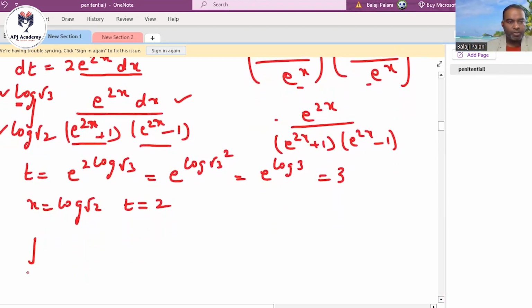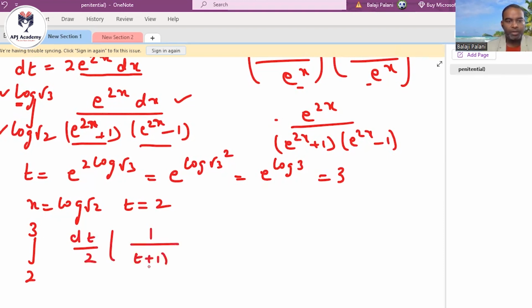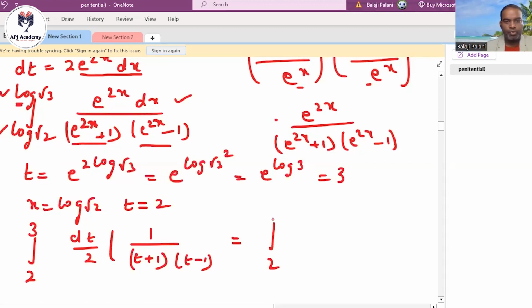So now putting that also in place, 2 to 3, e power 2x dx is dt by 2, and the denominator is t plus 1 into t minus 1. Okay, so ரொம்ப ஒரு easy formatல கொண்டு வந்துட்டோம். Now rearrange and integrate. 2 to 3, you can bring this 1 by 2 outside, and this is a plus b and a minus b as informed before. So this is a square minus b square dt.